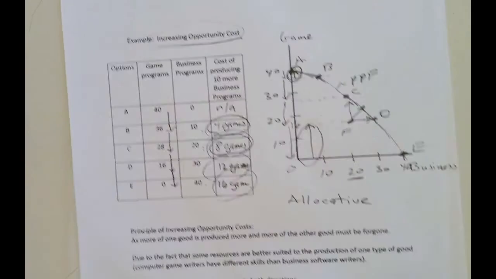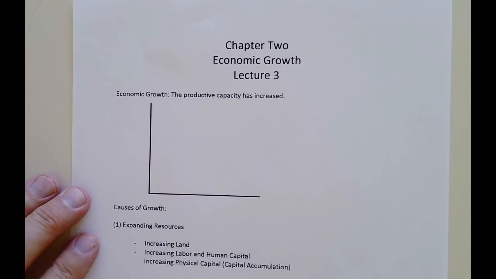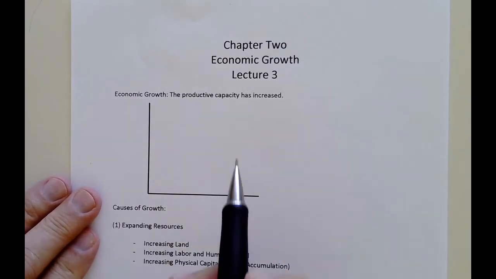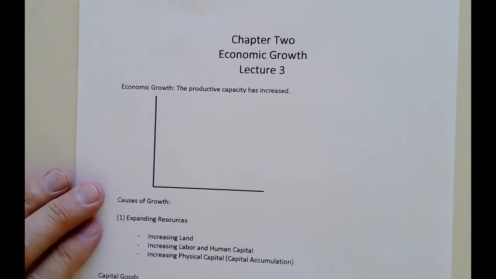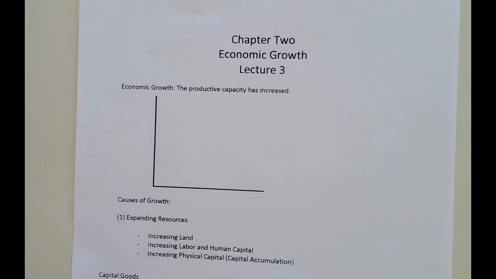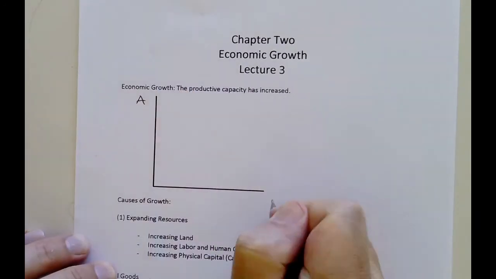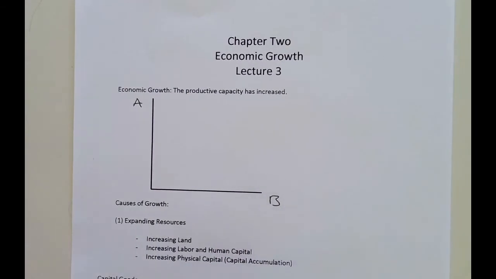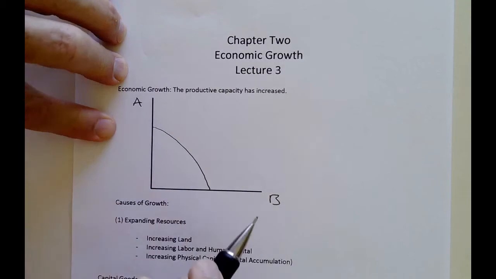Now, the last part of looking at frontiers in the first part of Chapter 2 is going to be economic growth. And economic growth is defined right here. The productive capacity has increased. So it means that we're able to produce more of both goods, or maybe just one good, but we're able to produce more production. And so if this is, say, good A, just to make up a name, and this is good B, then we can draw in our frontier like that, just kind of sketch one in. We can call this production possibilities frontier 1.